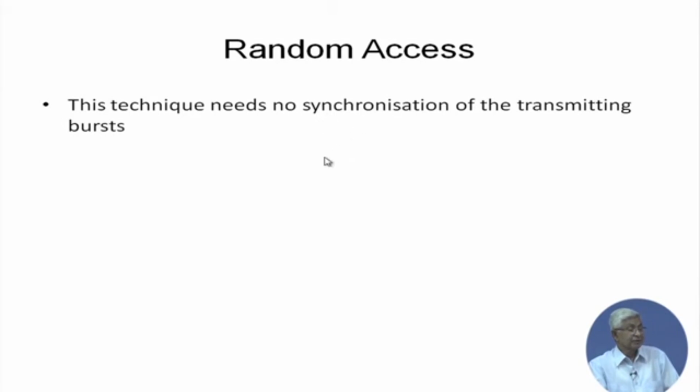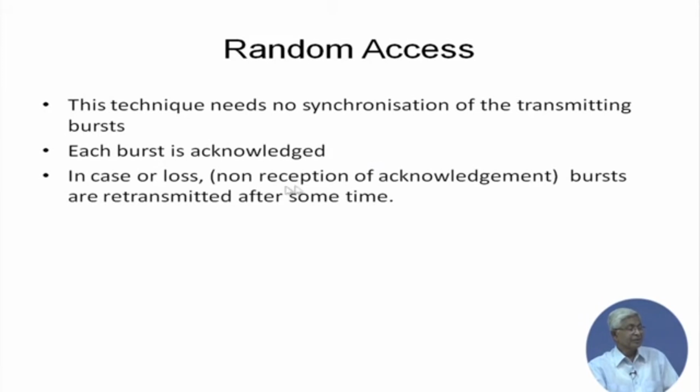So there is a possibility of loss, because since there is no synchronization, two transmissions may go simultaneously and the receiver will not be able to detect them. So each burst is acknowledged, whether it has been received correctly. If the acknowledgement is not received, in case of loss, the bursts are retransmitted after some time. Assuming a slow communication rate and non-continuous bursty traffic, this is a very simple scheme, because you do not need synchronization, you do not need full TDMA.